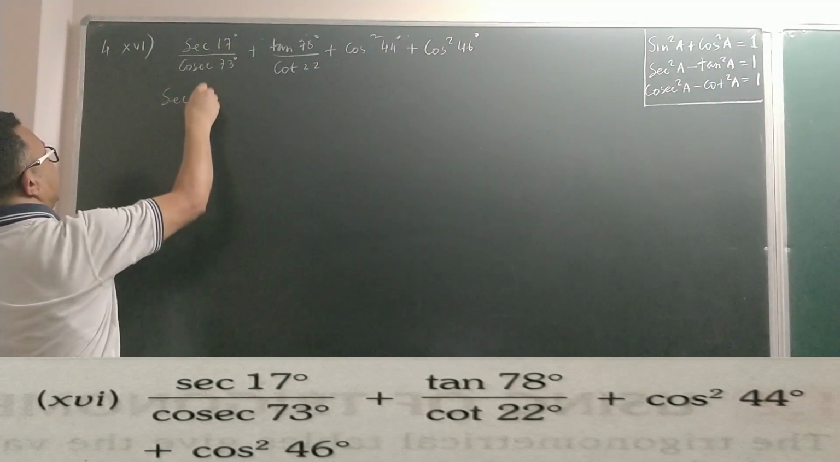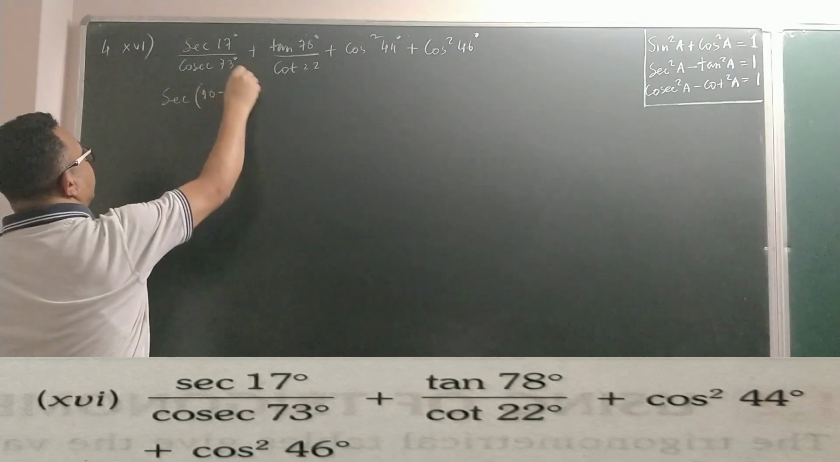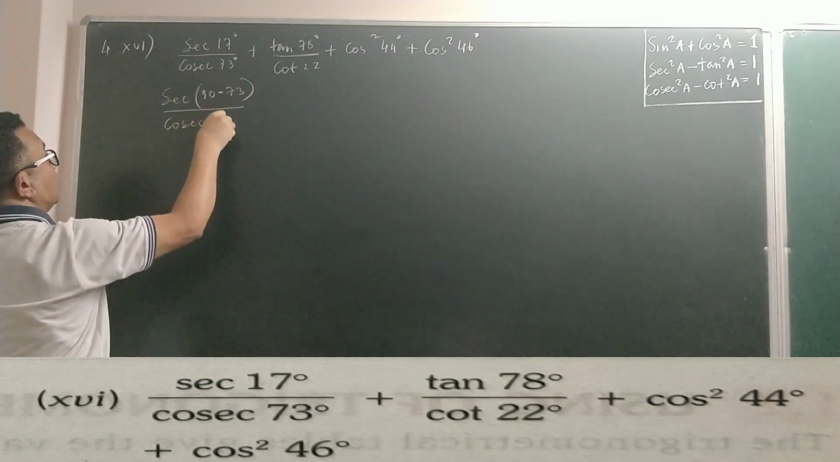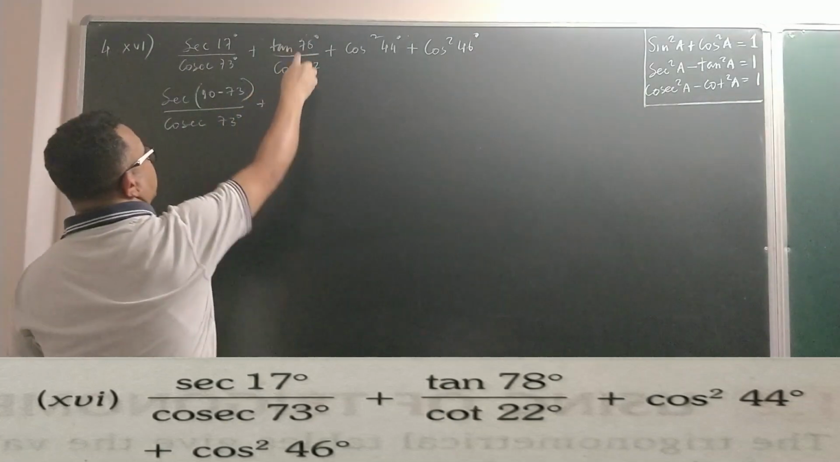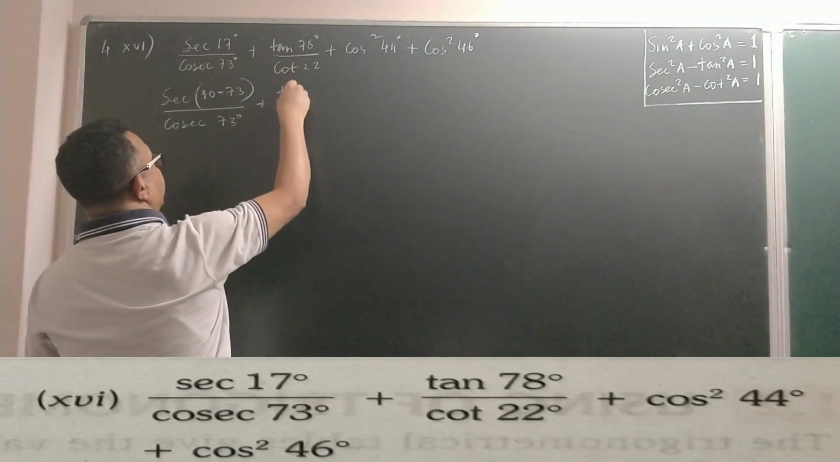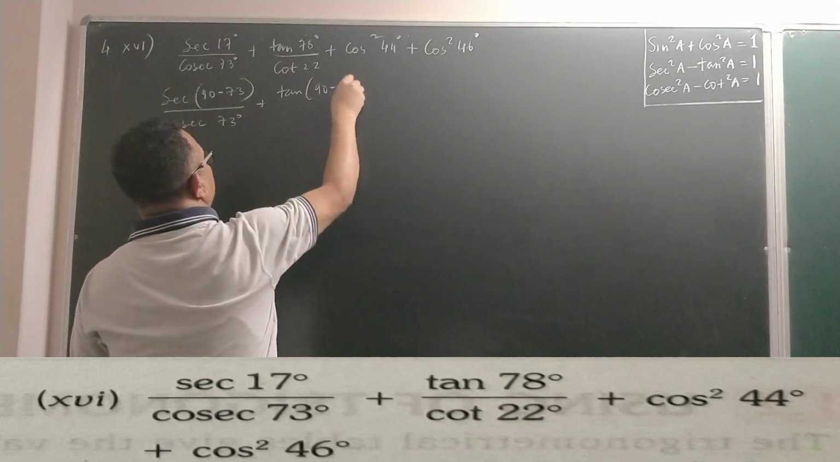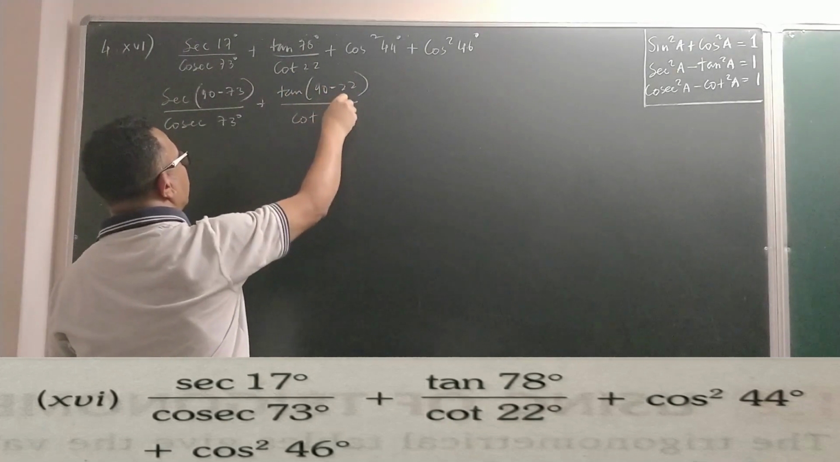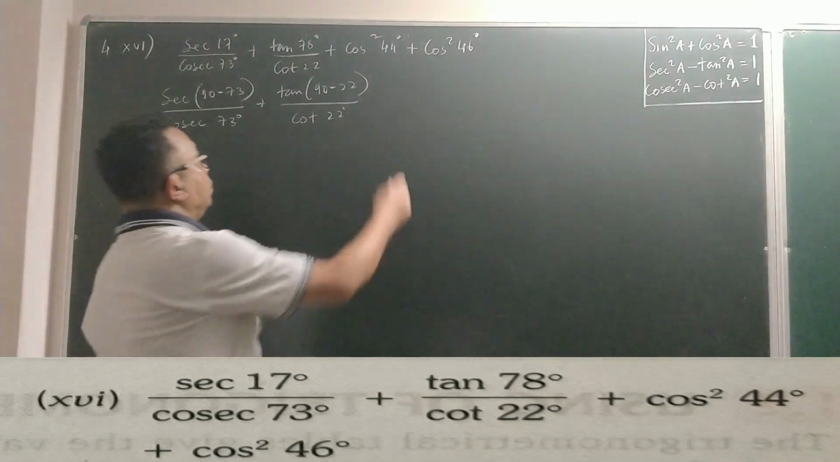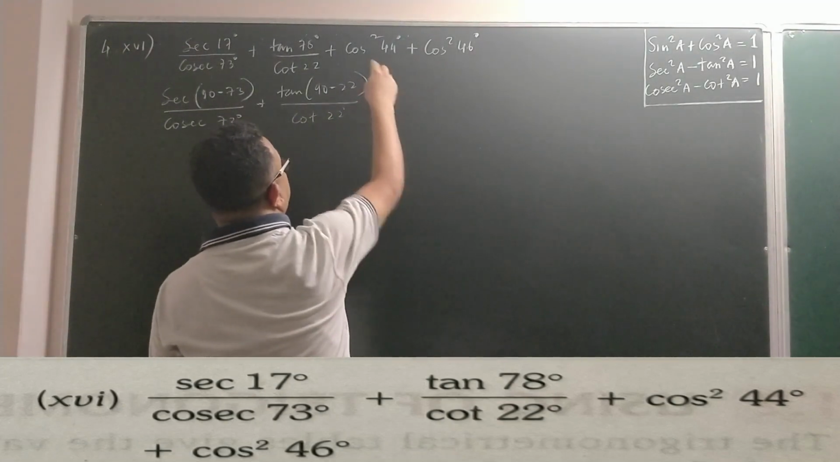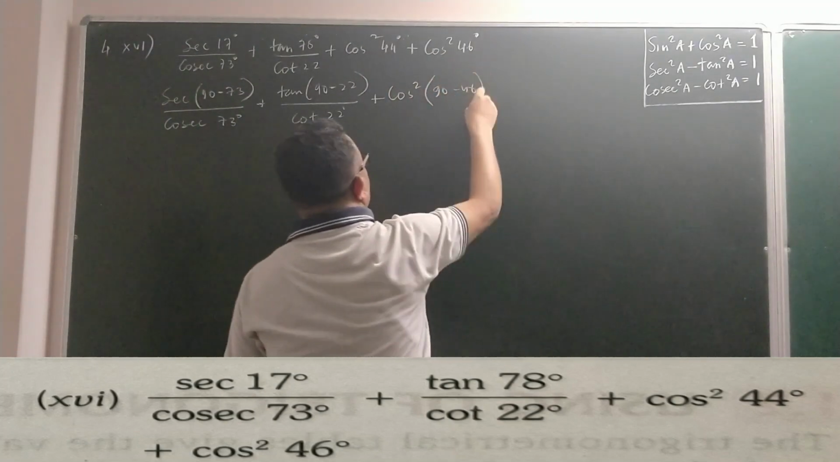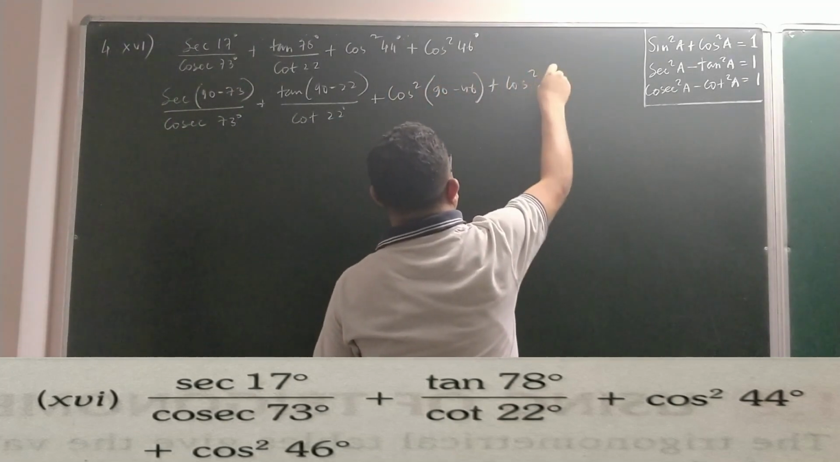So sec 17, let me write 90 minus 73, because 90 minus 73 is 17. Lower side I'm not changing, I'll keep it as it is, cosec 73. Plus here, let me change the upper one: tan 90 minus 22, 90 minus 22 is 78. And this is cot 22, I'm not going to change the lower one. Then out of these two also change one of them, so let me change the first one. It is cos square 44, right? 90 minus 46. Now don't change the second one, it is cos square 46 degree.